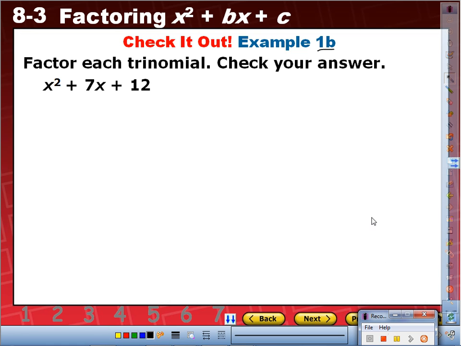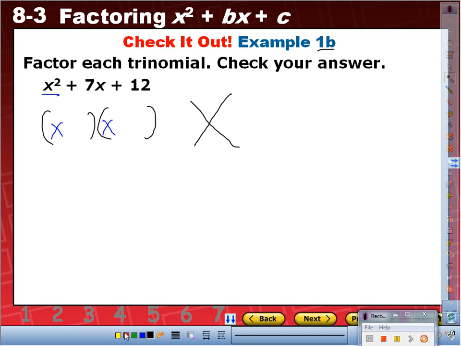Okay, here goes the process. Step 1, do I have a GCF? No. Open two parentheses. Step 3, factor the first term, x times x. Step 4, Power Rangers. Middle term goes on the bottom, and it's a sum. Last term goes on top, and it's a product. Focus, please.